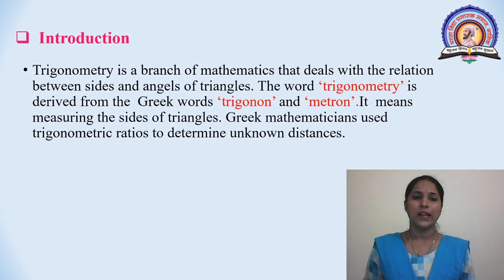First, introduction to this chapter. Here, trigonometry is a branch of mathematics that deals with the relation between sides and angles of a triangle. The word trigonometry is derived from the Greek words trigon and metron. It means measuring the sides of a triangle. Greek mathematicians used the trigonometric ratio to determine unknown distances.